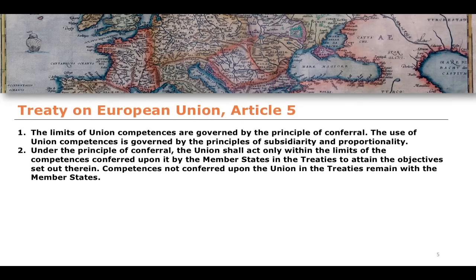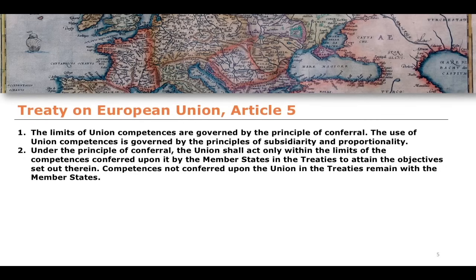So what is this telling us? Well, this is telling us that the idea of competence, the power that the European Union has over certain areas of policy, is conferred to it by the member states in the treaties. So there is a general collective recognition by everybody involved in the European Union, including the member states, that they want to be part of the European Union for a particular purpose. The European Union should serve a particular purpose.